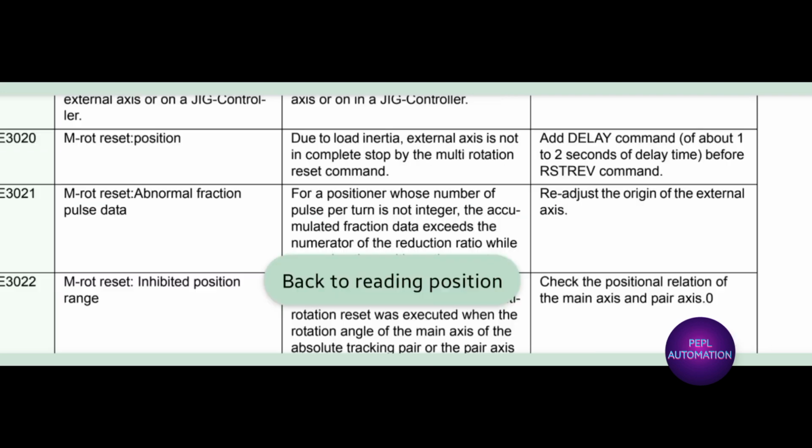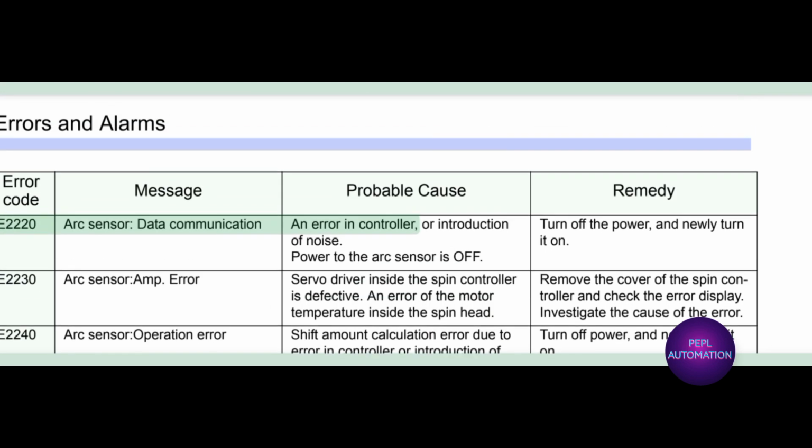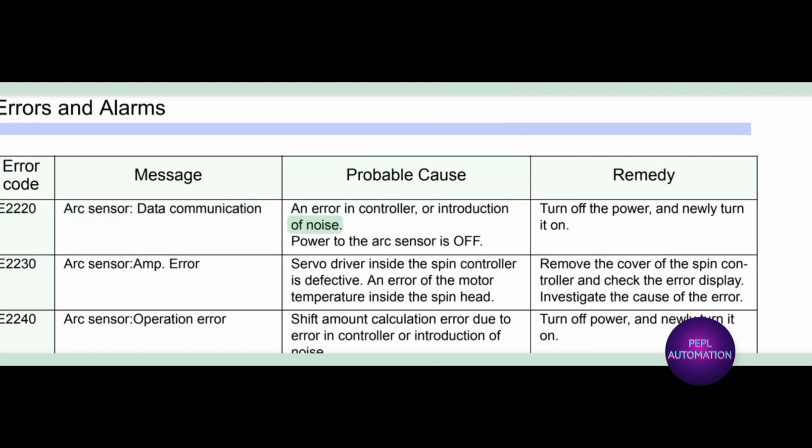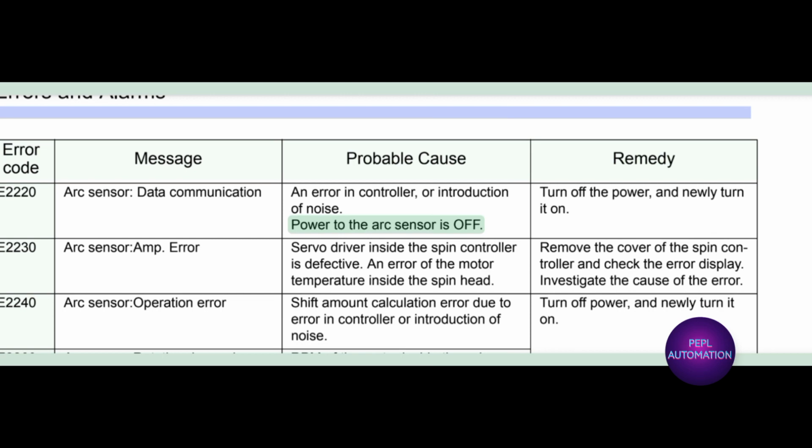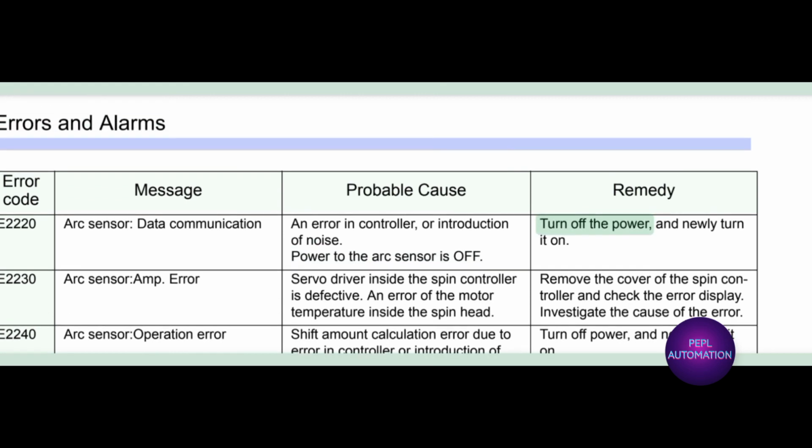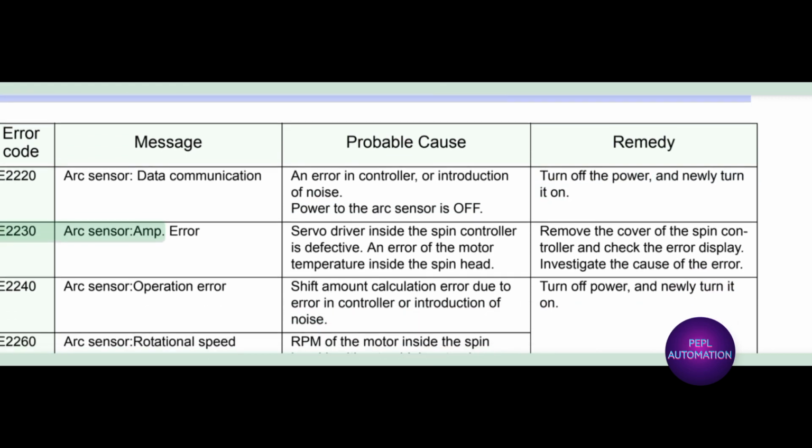OM1009082E17. E2220 arc sensor. Data communication and error in controller, or introduction of noise. Power to the arc sensor is off. Turn off the power, and newly turn it on.